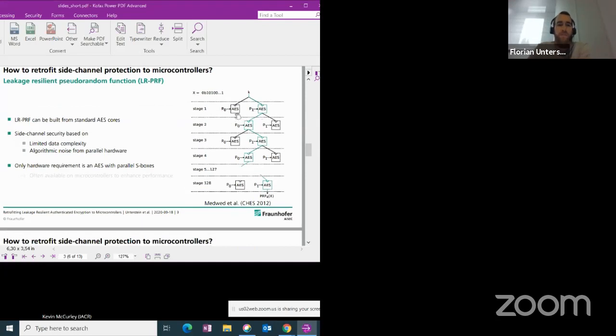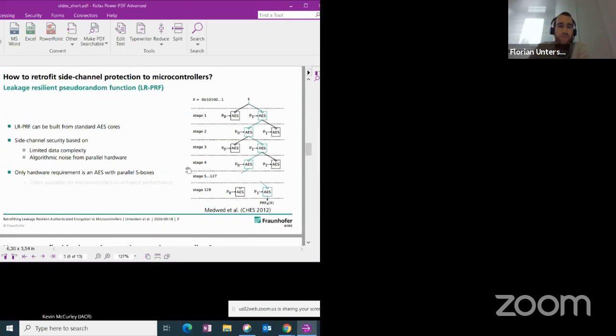So how do we build such a PRF? Fortunately, we can do it using just a single AES core as building block. On the right, you can see the data flow graph of such a PRF. I won't go into details now, but the most important fact is that the only hardware block that we need is a standard AES core, and the side channel security is based on how we use that core. The two key ideas that we are using are limited data complexity, so the number of inputs under one key is limited, and inside the AES, we make use of parallel hardware, so parallel S boxes, to generate algorithmic noise.